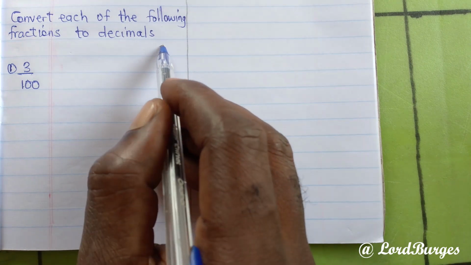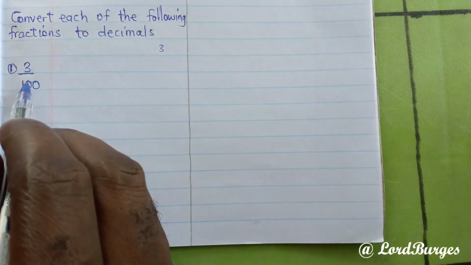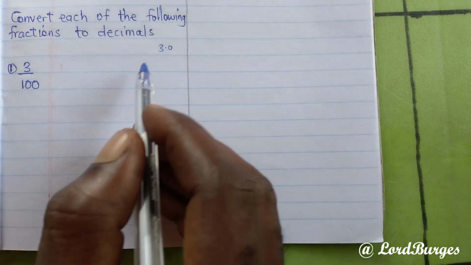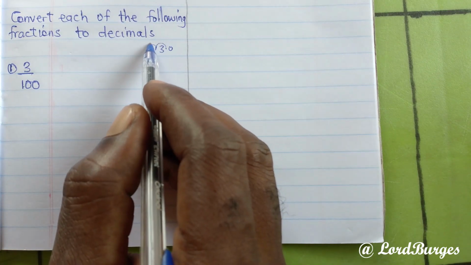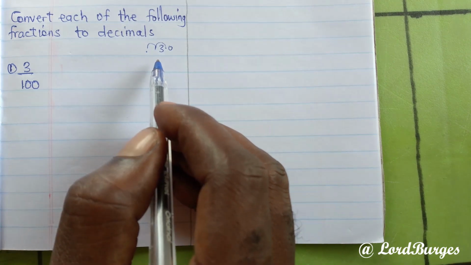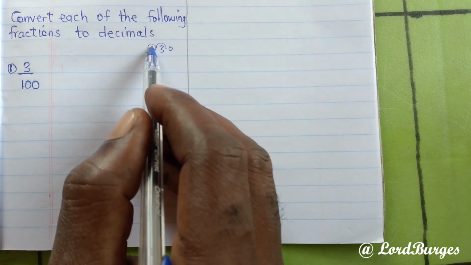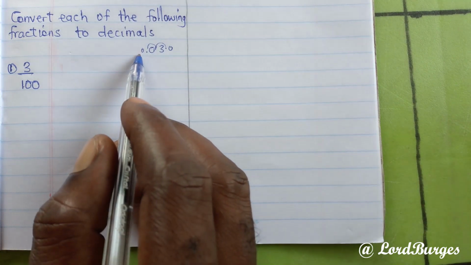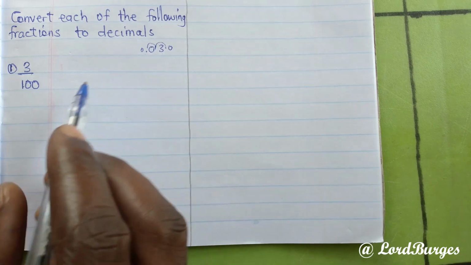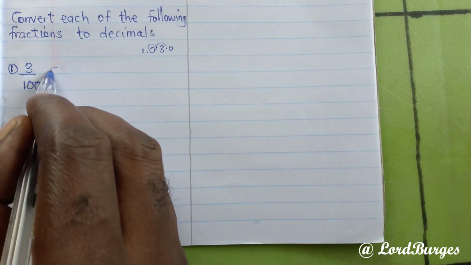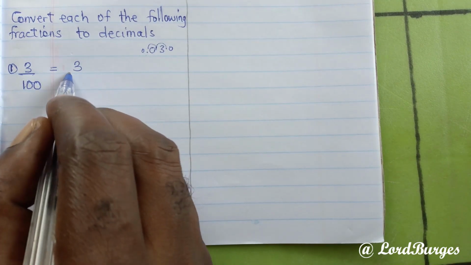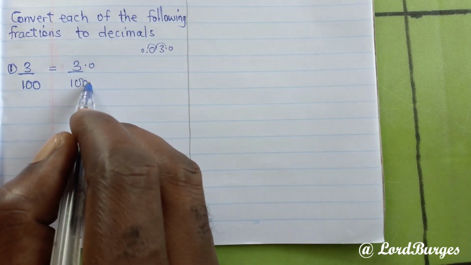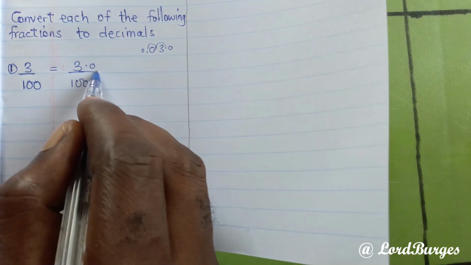So if I have 3, and we know every number is 0.0, I'm supposed to skip 2 times backward. Then I have 1, 2, where my point will be here. Then I have an empty space, so I'll put 0 there. There's a 0. So it becomes 0.03. Therefore, this one should be written as 3 over 100, which is 3.0 over 100.0.